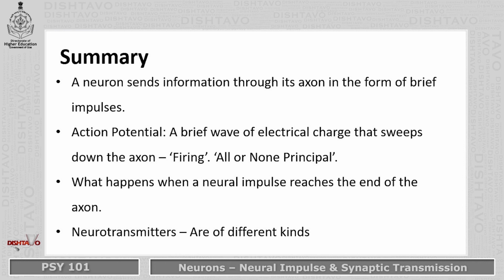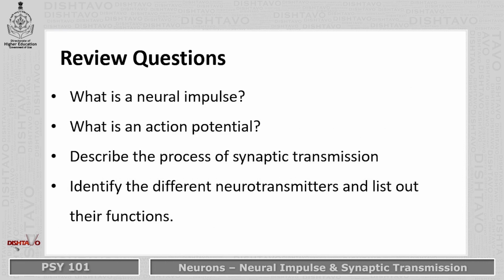A few questions for you to work on at the end of the class. What is a neural impulse? What is an action potential? Describe the process of synaptic transmission. Identify the different neurotransmitters and list out their functions.